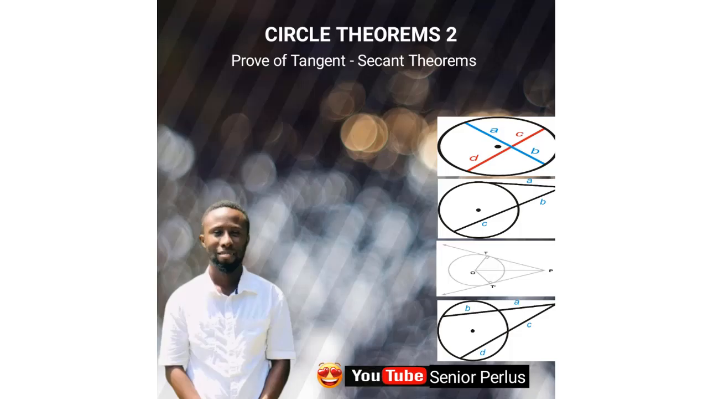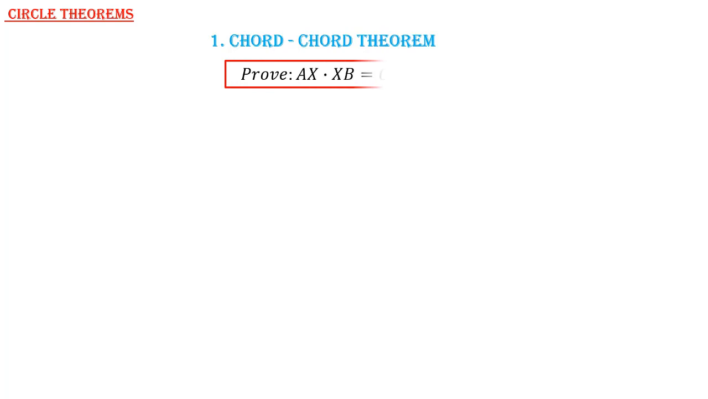Circle theorems, and this one is on the secant and tangent theorem. So you start with the first theorem here, that's the chord theorem. You are going to prove why AS times SB is the same as CS dot SD.